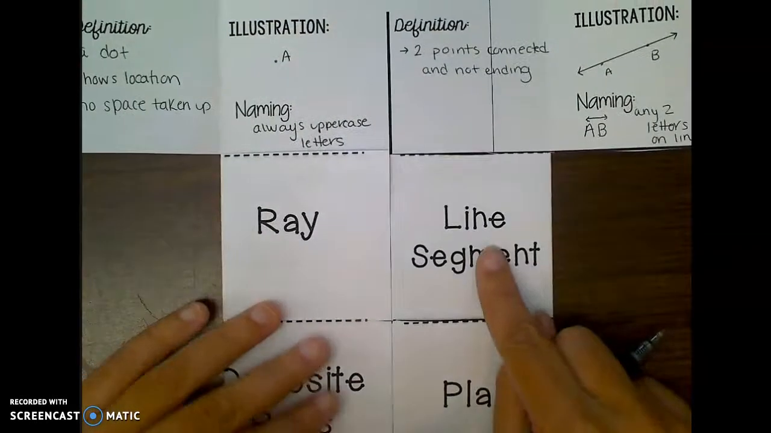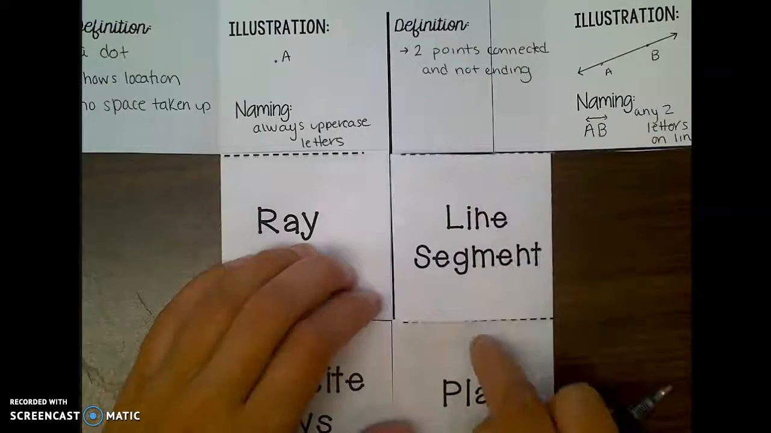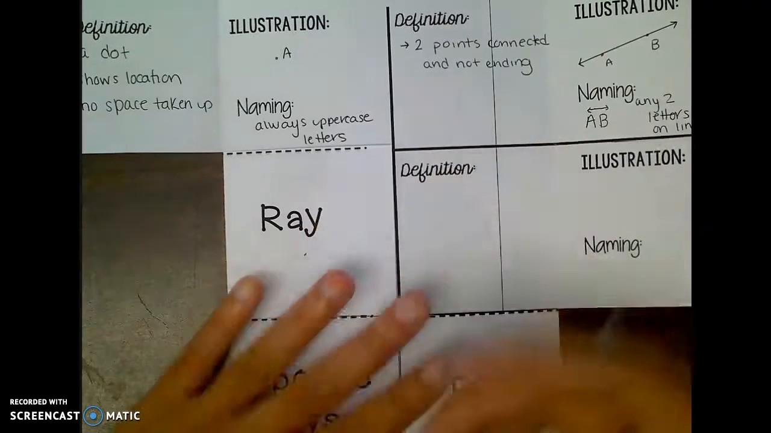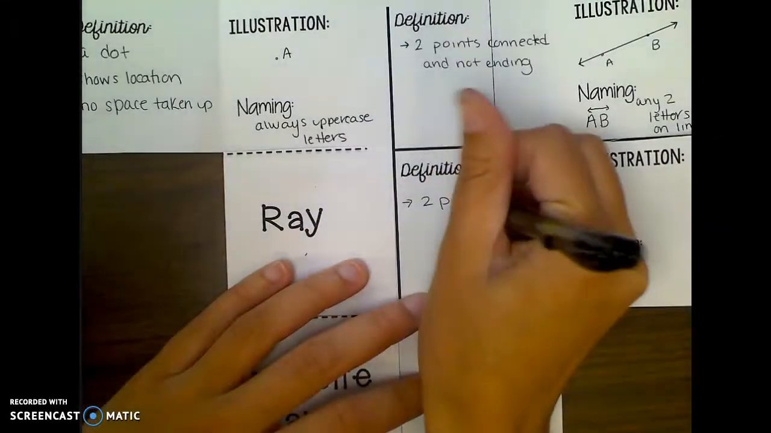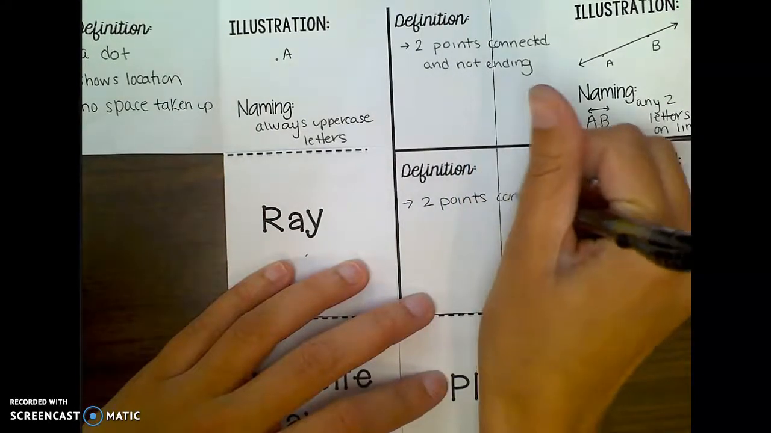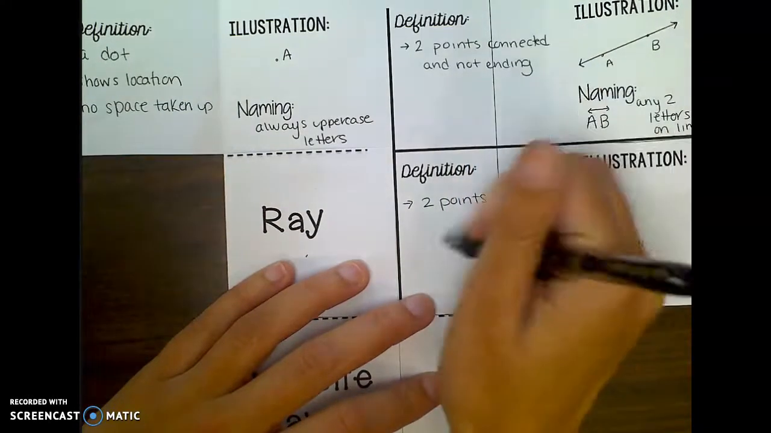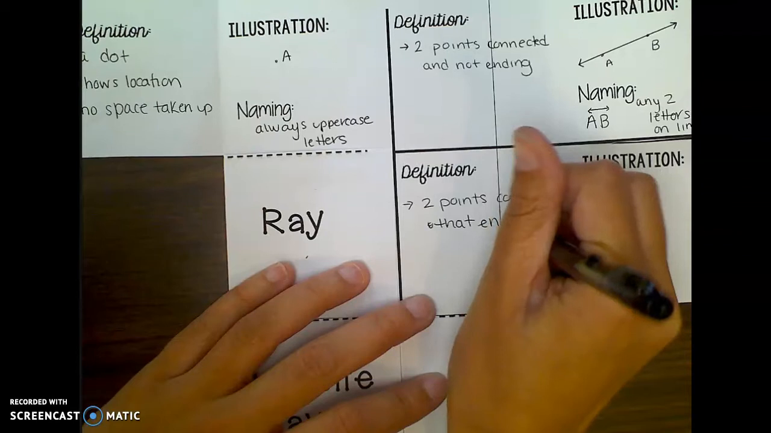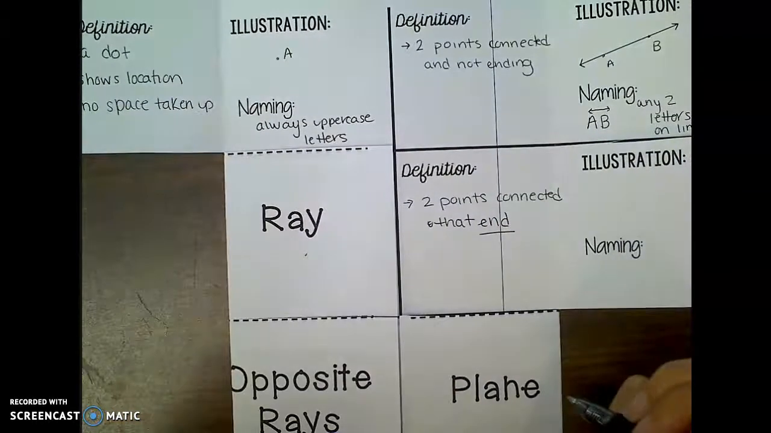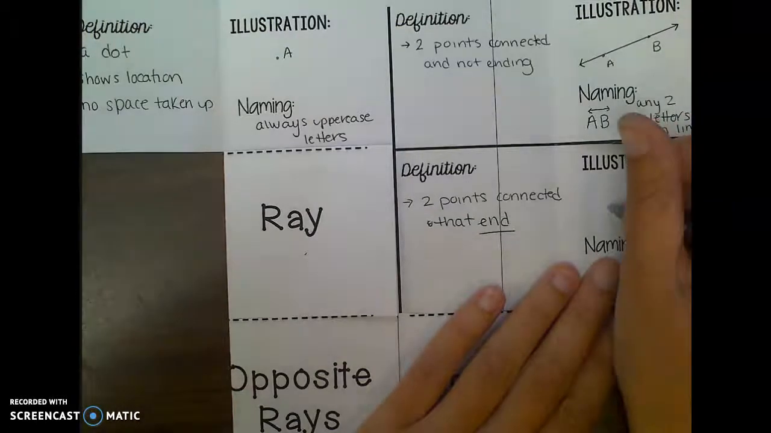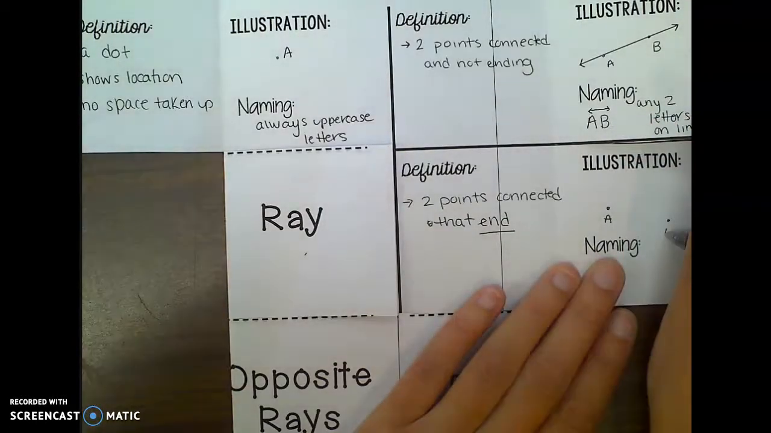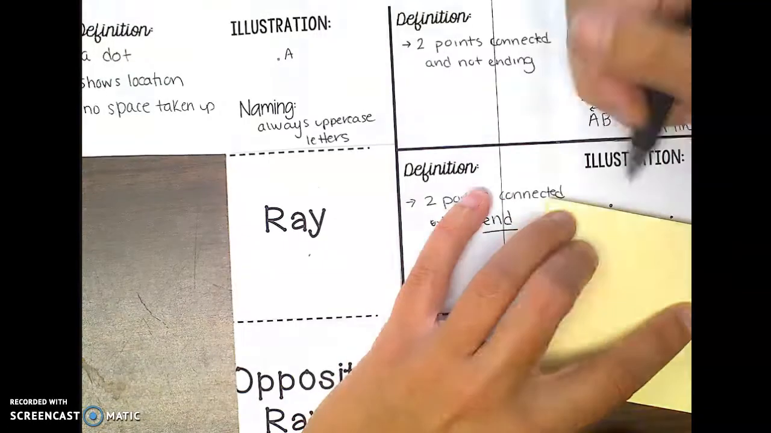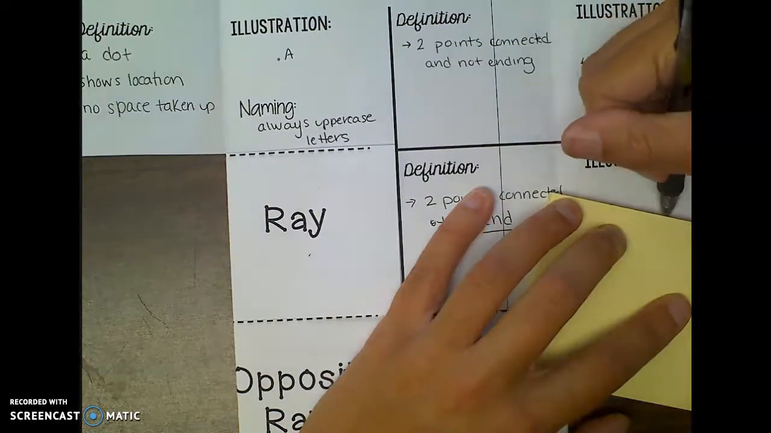Actually, next I'm going to go to line segment because it's very similar to a line. So we have 2 points connected, but this time with a line segment, it's only a portion of that line. So 2 points connected that end. Okay, so if I were to draw something like that, I'd maybe have point A and then point B over here. And when I draw with my straight edge, rather than going through this time, I'm going to end at those points.